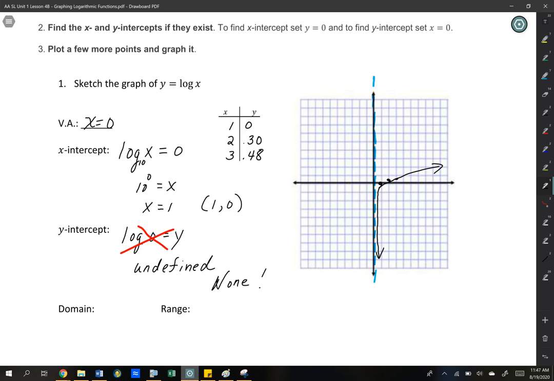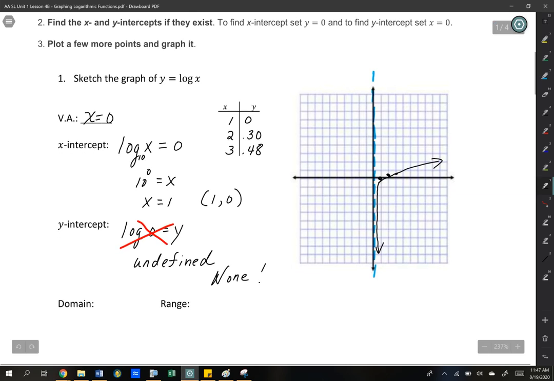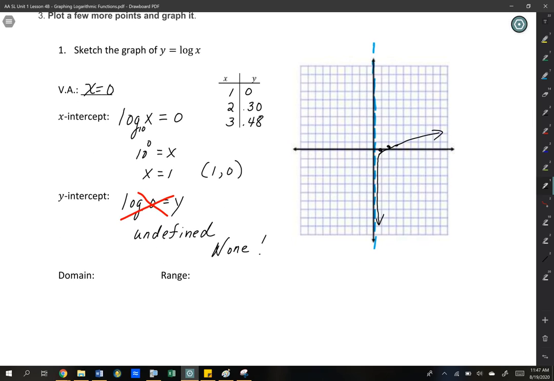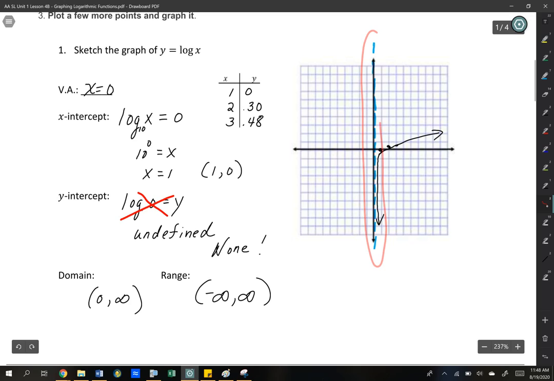Now that I have my graph sketched out, I want to just identify my domain and range. So the domain is all the valid x values, and those are going to be greater than 0, not including 0. And the range is going to be all real numbers. Right? The range is everything that is included in y values.